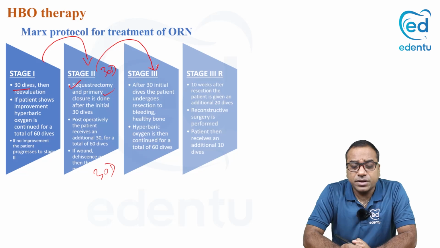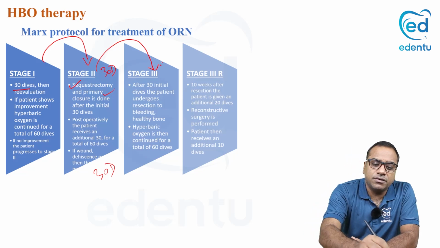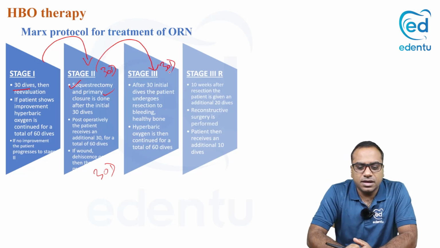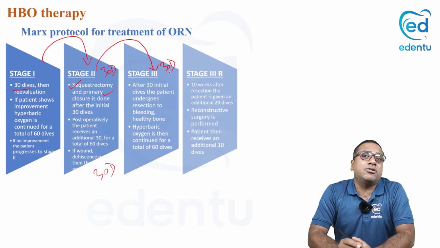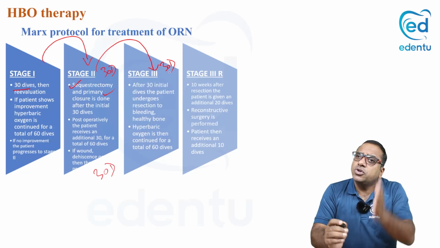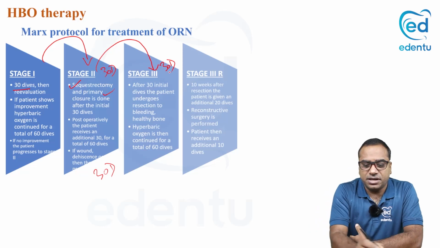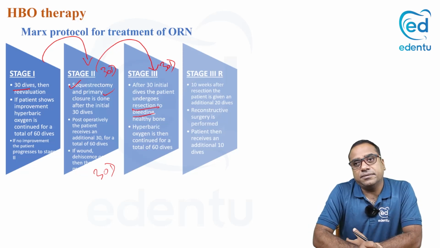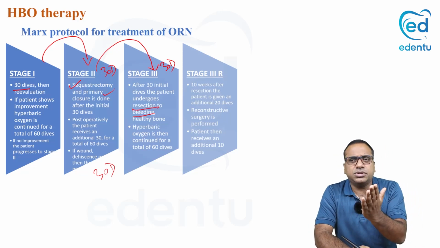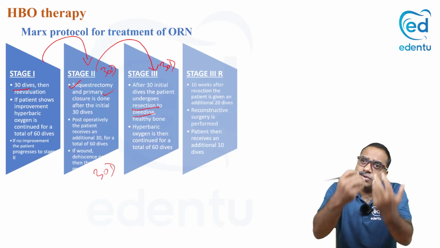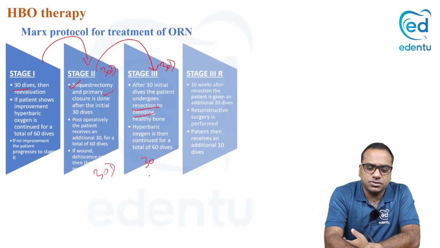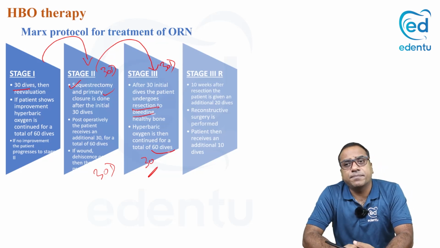So stage 3, again welcome drink, you give 30 dives. And then the part of the bone which, after sequestrectomy, was still not healing, you just cut that part, that is resection. So resection to bleeding is done. You just cut and throw that waste part and induce fresh bleeding. And then you give the remaining 30 dives to make it a total of 60 dives.